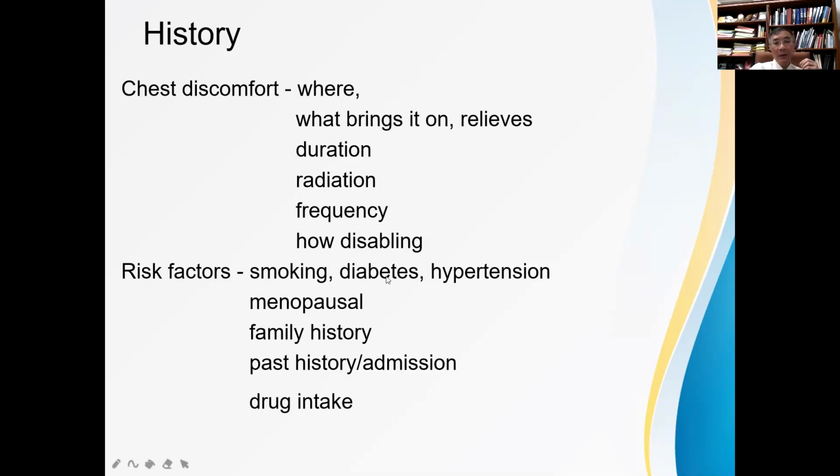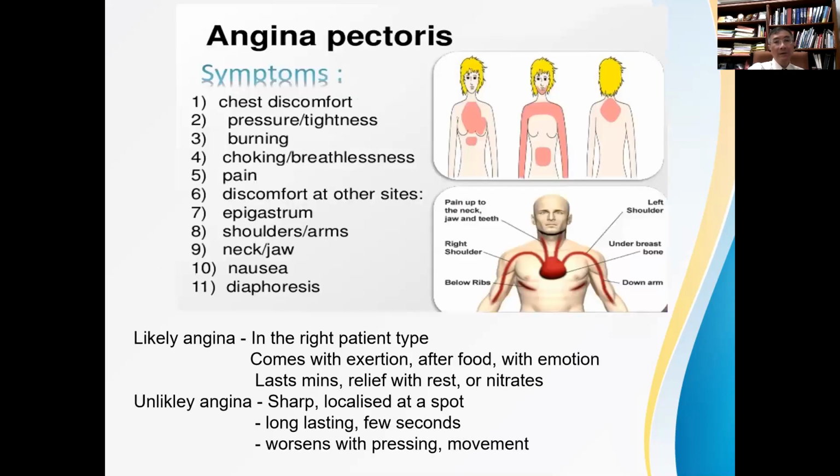Ask about smoking, diabetes, hypertension. Ask whether a patient is menopausal if it is a lady. Ask about family history of ischemic heart disease. Ask about past history that required admission, and ask about medication intake. Patients taking painkillers, for example, are at risk for developing ischemic heart disease.